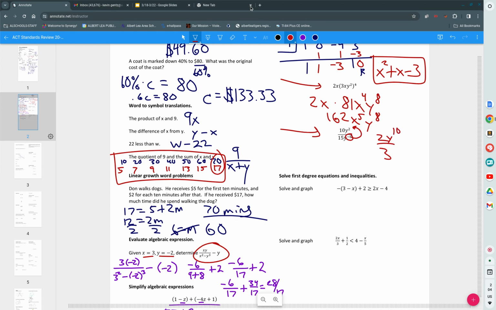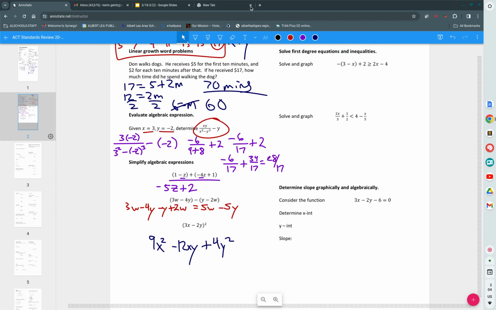The ACT also loves to show you inequalities. In this inequality, you're going to distribute the subtraction sign, or the negative, excuse me, you get a negative 3 plus x plus 2 is greater than or equal to 2x minus 4.